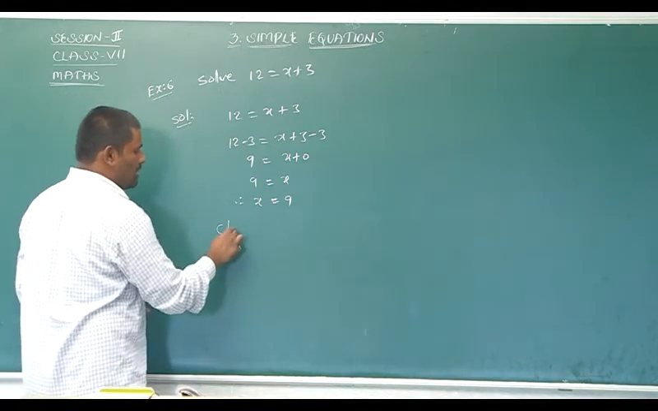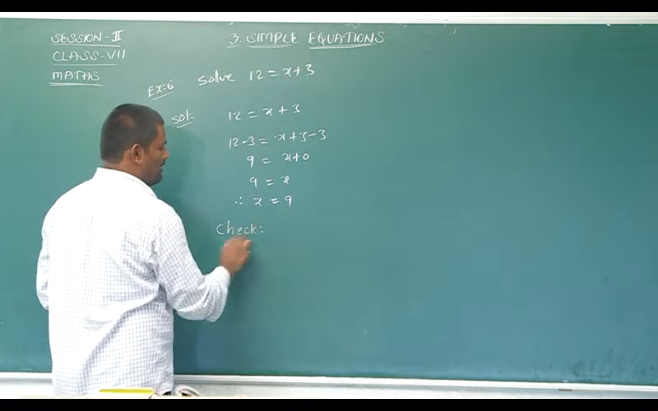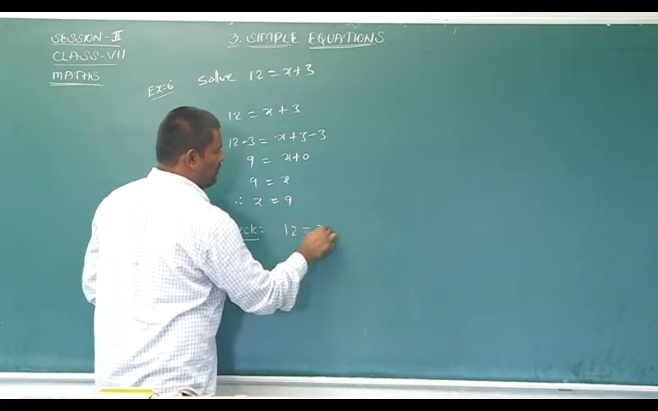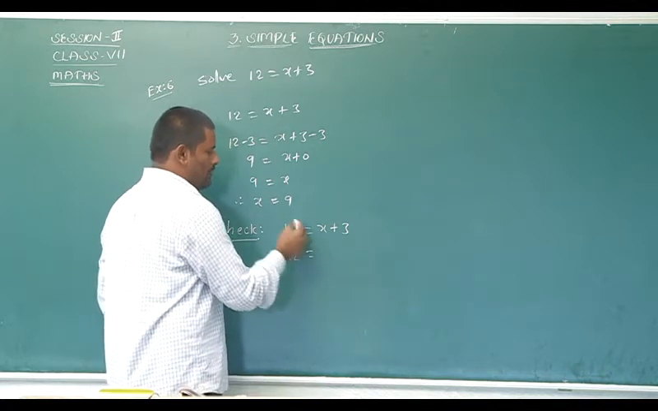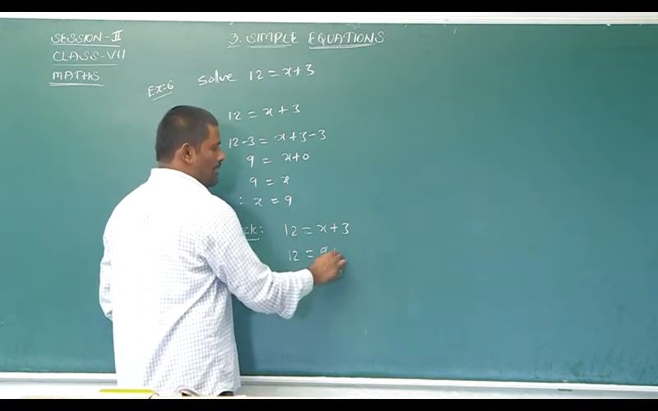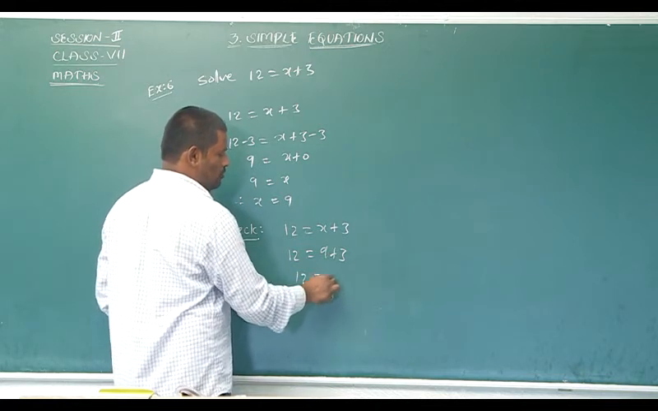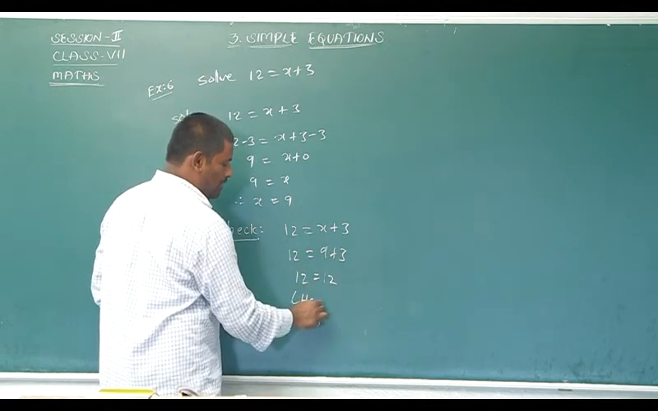So now we can check this one also. Here we can check. That is 12 equals x plus 3 we have. So now what you do, my dear students, here 12 equals, in the place of x you write the value 9 plus 3. So then 12 equals 12 we get. So LHS equals RHS we got here.